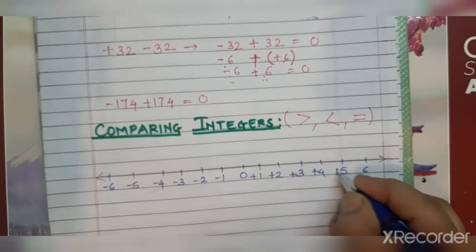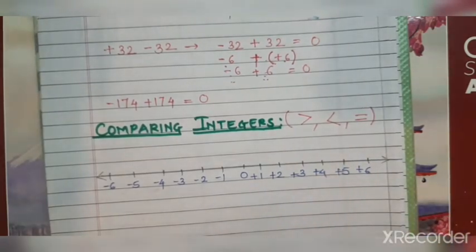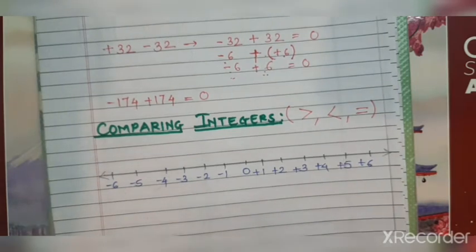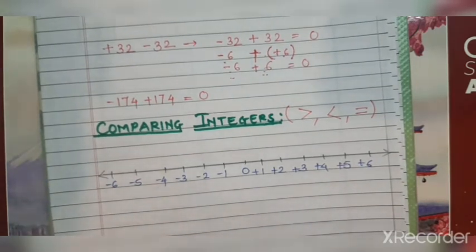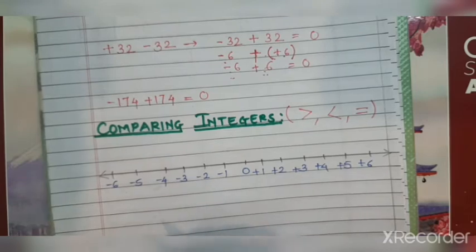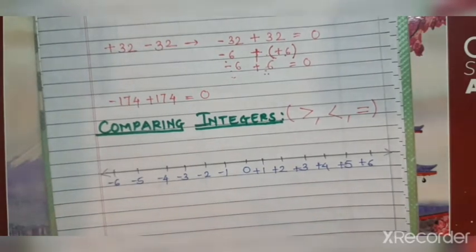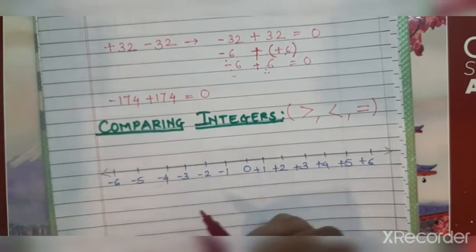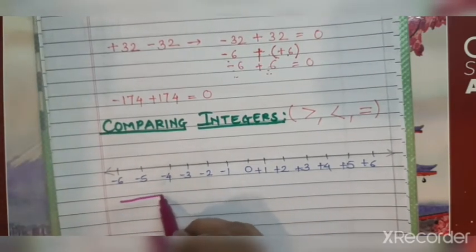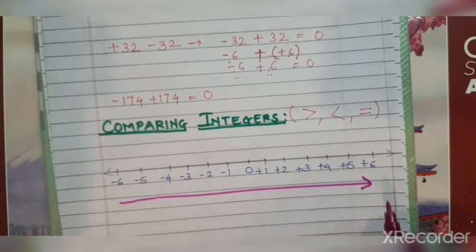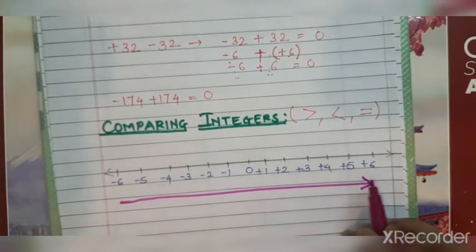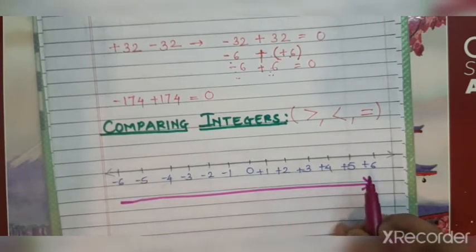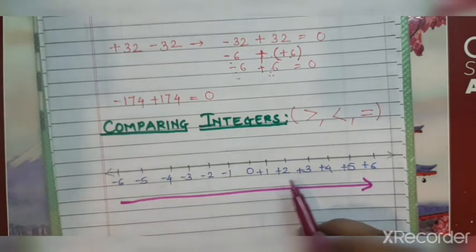Let me just put the positive sign here. Now remember, the value of the numbers on the number line increases from left to right. Again I am repeating, the value of the numbers on the number line increases from left to right. So the direction is left to right. The value goes on increasing. It is very simple to understand the positive integers.